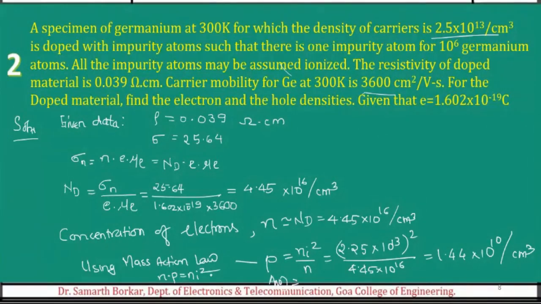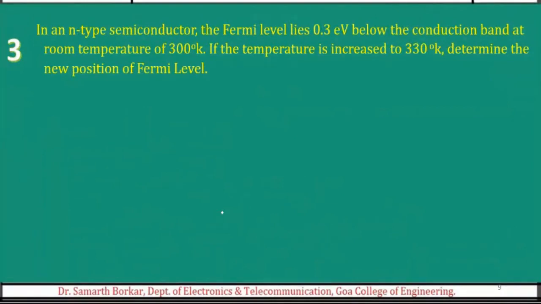This slide I'll be sharing with you all. But I guess you people have understood here. How do we calculate the concentration of electrons and holes? If it is an n-type semiconductor, P is the minority carrier, and to calculate the minority value, the holes, we have to make use of the mass action law. Right? Next problem.